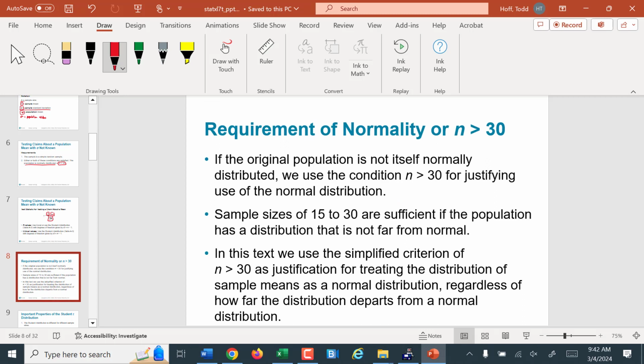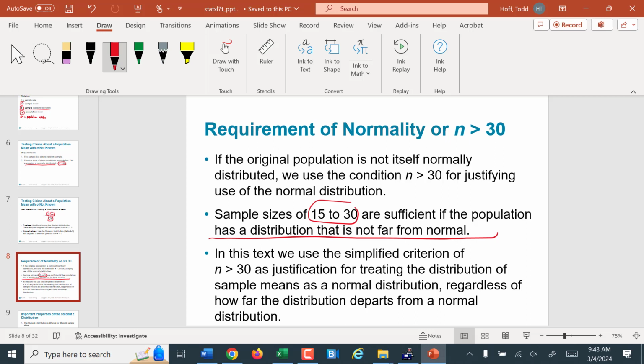So requirement of normality. If the sample size is greater than 30, like we said, we don't have to worry about it. But if the sample size is less than 30, if it's between 15 and 30, we just have to make sure it's close to normally distributed. So we can just use a box plot or a histogram and see if it's approximately bell-shaped and go from there. If it's much smaller than that, then we need to make sure that the population really is normally distributed. We can't just estimate it using a plot like that.